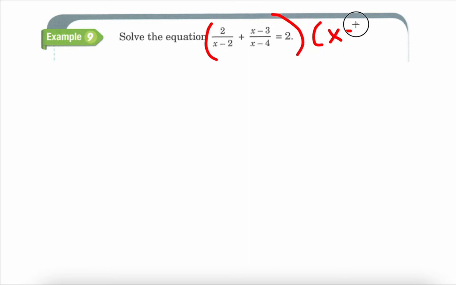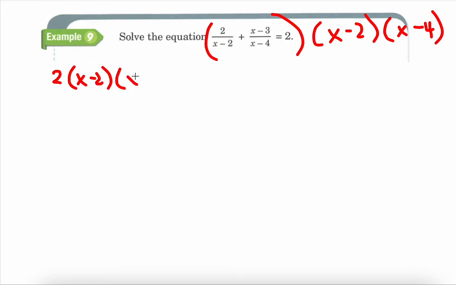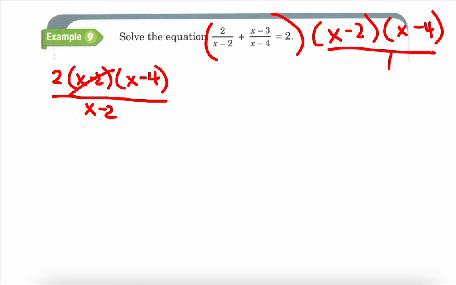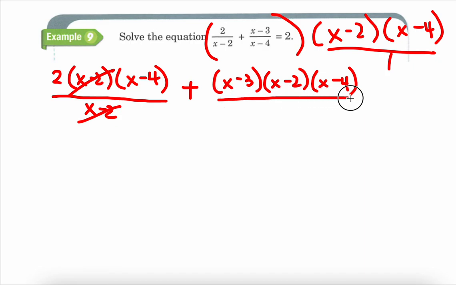Okay, so we're going to multiply by both of our denominators. So you're going to end up with 2 times x minus 2 on top times x minus 4, because remember those are technically over 1. And then your denominator still stays x minus 2. That's going to end up canceling later. Plus, this is x minus 3 times x minus 2 times x minus 4 over x minus 4. That's going to cancel. Equals 2.